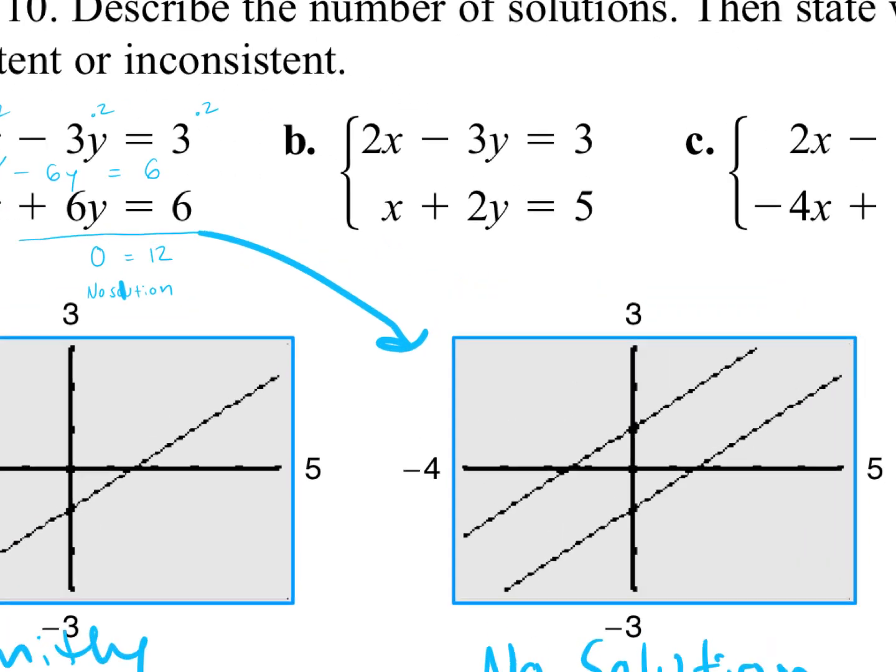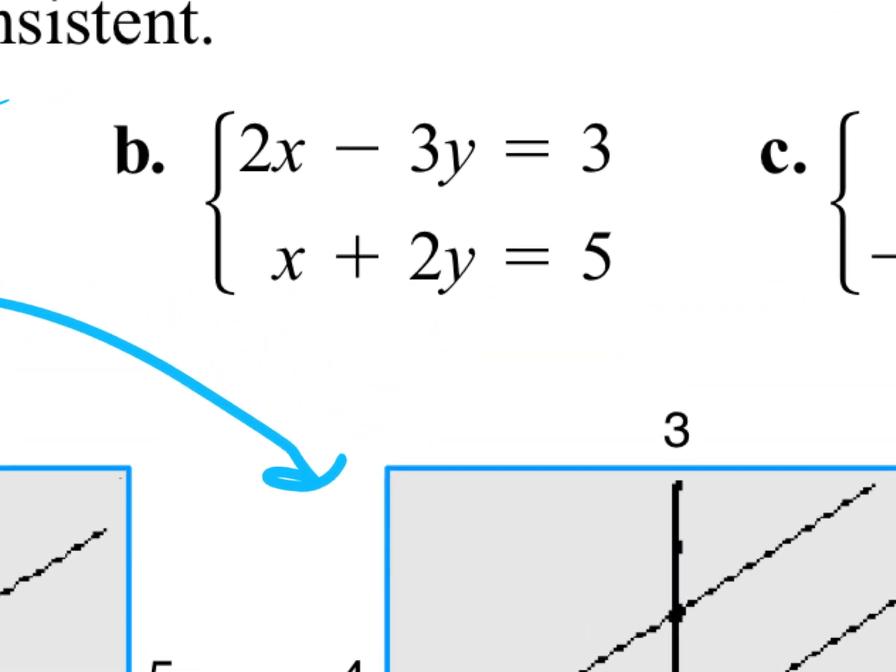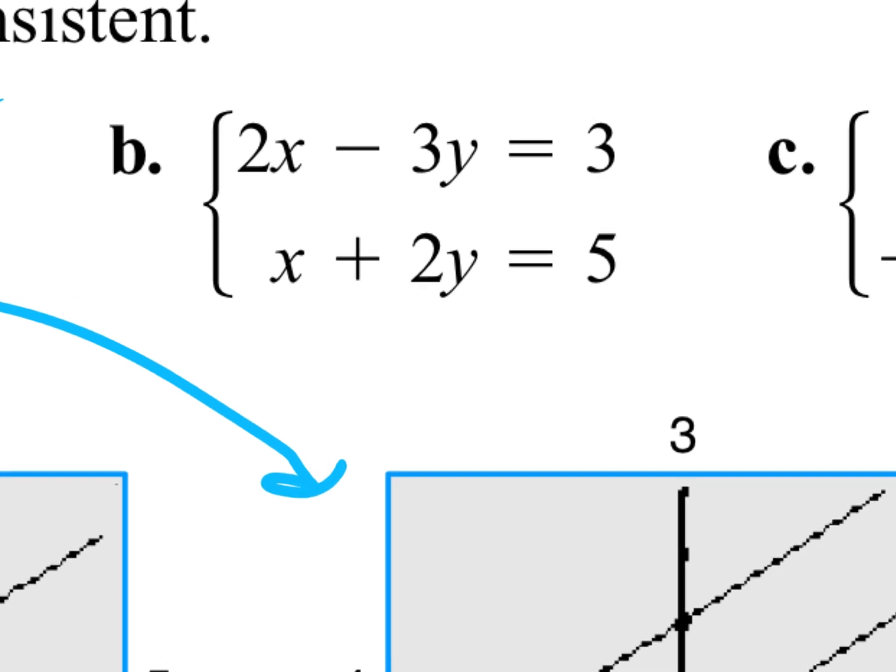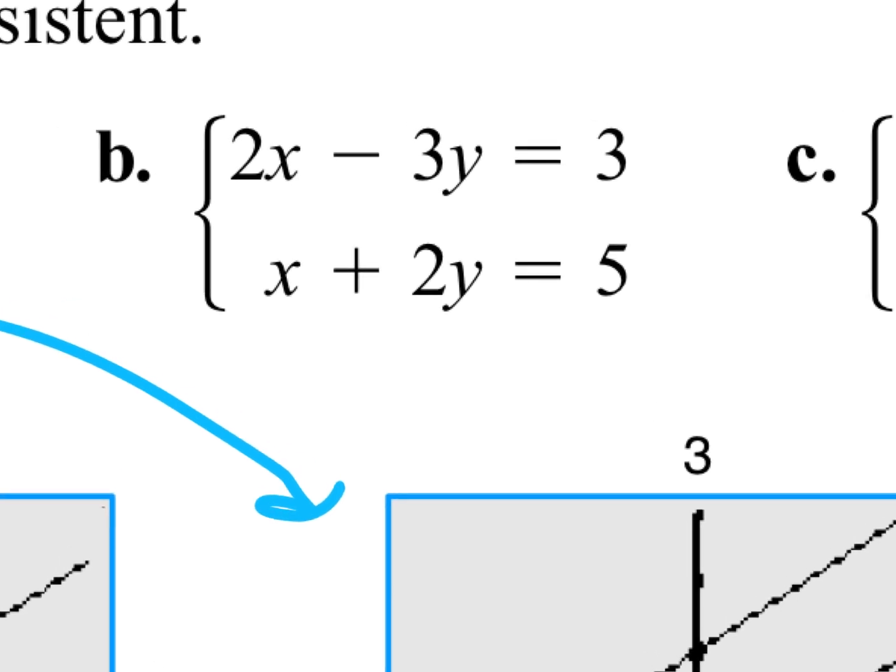All right, let's look at B. Do I have the same number but opposites here? No. So what do we need to do to make it the same? I can multiply which one? The second one by what? Negative 2. That'll get my x's to cancel. So if I multiply everything in the second equation by negative 2, I end up with negative 2x minus 4y is equal to negative 10.